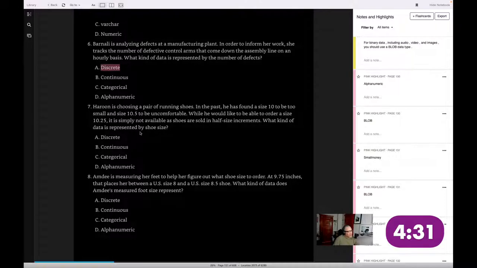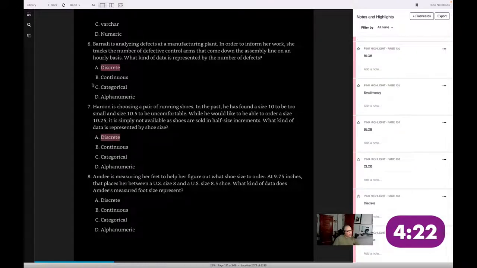What kind of data is represented by shoe size? Now that's making me second guess my last answer, because discrete would mean that there is... okay. Yeah, it's making me second guess this answer now. I'm going to stick with it, but we are going to check question 6 and 7.